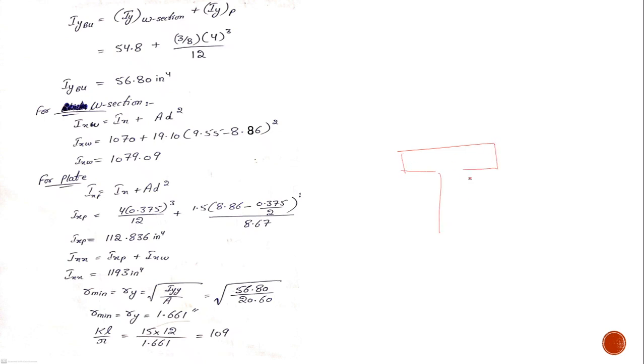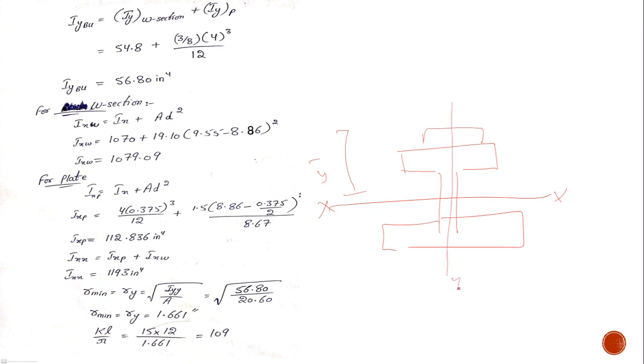Again and again I am recalling, reiterating, as there is no symmetry along the x-axis. Above this axis I have a half W section and a full plate, and below it I have a half W section. There is a lack of symmetry. That's why I'm using this formula, and the neutral axis has changed, Y dash.